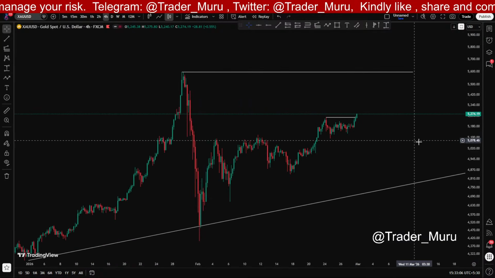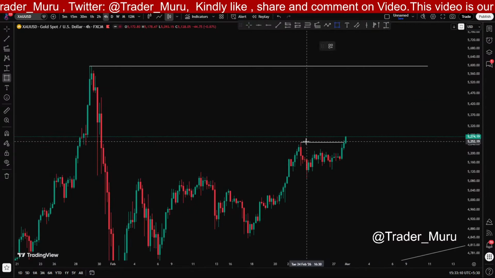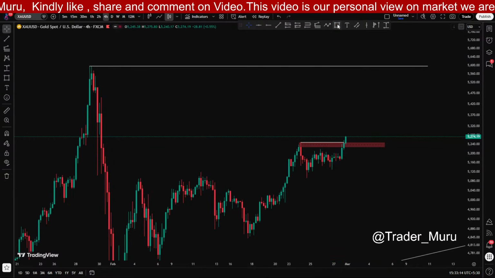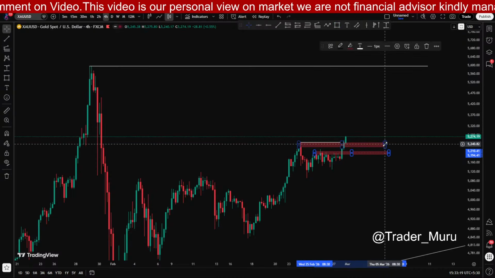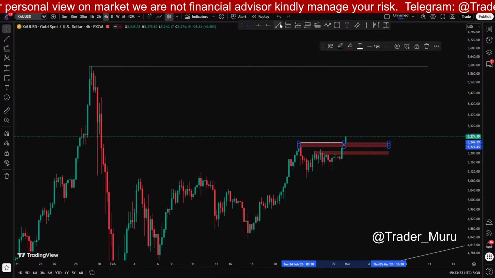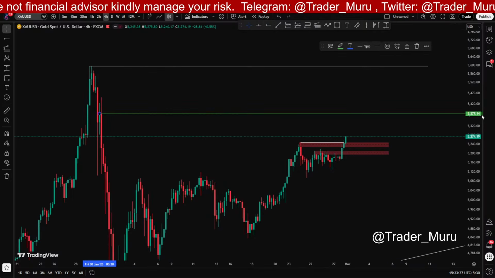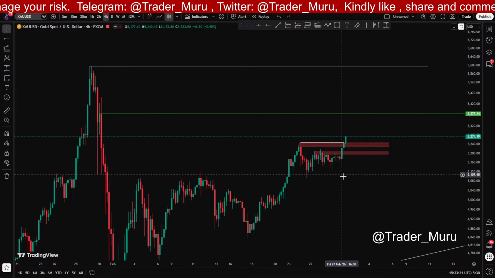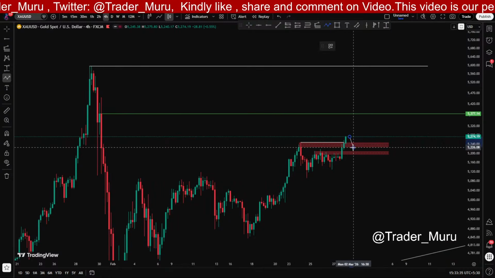Right now, the only trading opportunity is to buy from these two areas. I have already told you that I am going to buy gold from these two areas, and my target will be 5378 here, 77 to 78. Don't pre-assume anything, only play this area right now.